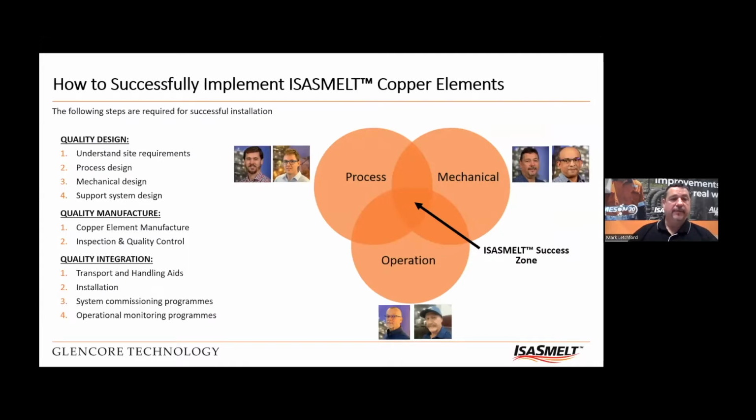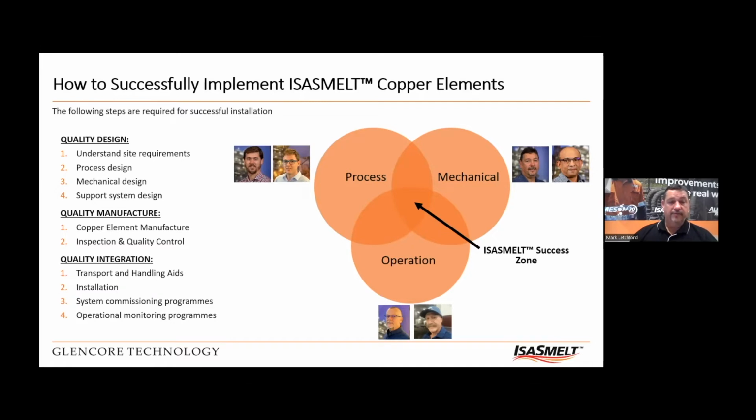So this is a summary of those 3 stages and 10 steps: the design, manufacture and integration, and the model with the ISASMELT success zone. We have the people in all those spheres to provide what you need to deliver a project with implementing copper elements. But it is recommended that some of the plant owners team get into that team and really buy in so that they can bring home the benefits of that. So we don't just design copper elements, we do all 10 steps in that process. We don't just manufacture, we do all 10 steps.